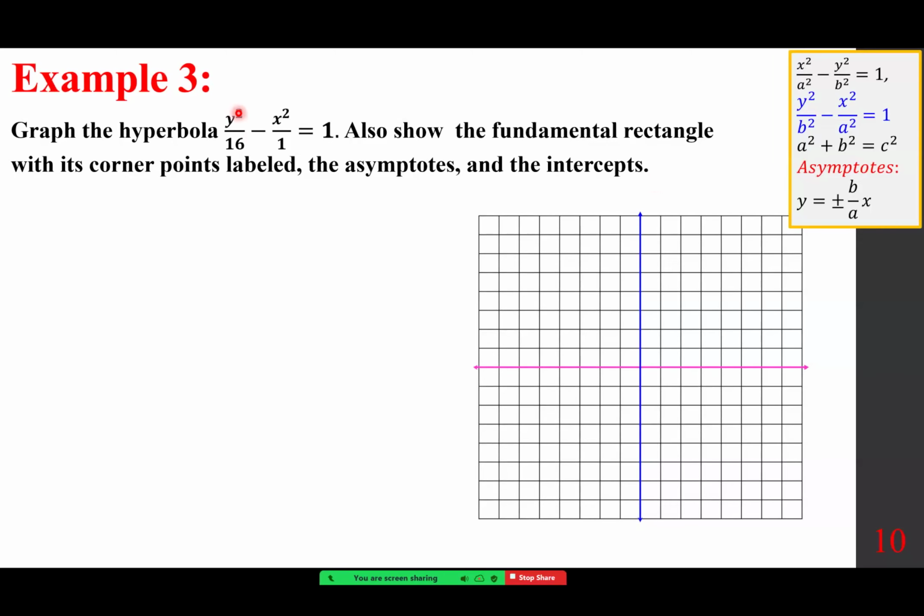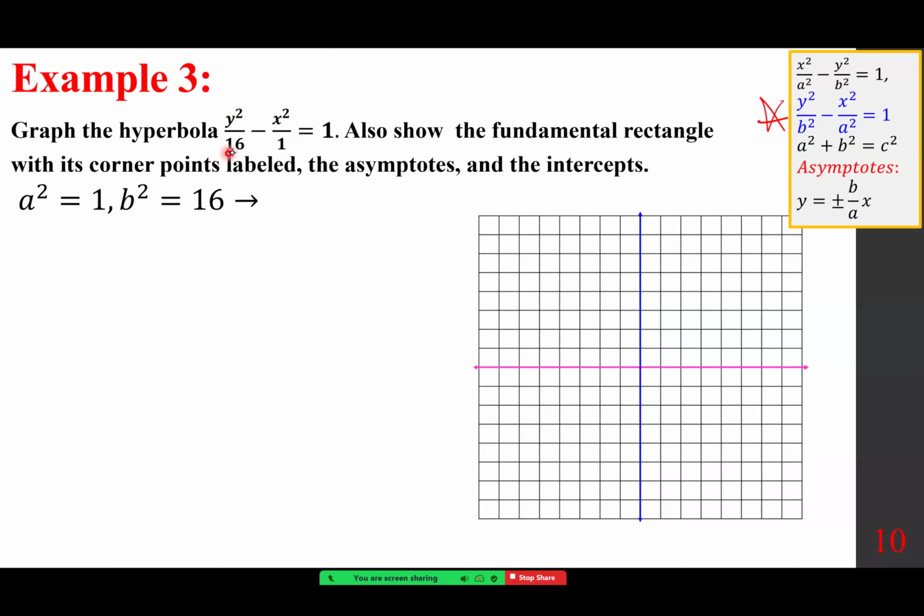First of all, the y squared has a positive coefficient of 1 over 16, which makes this one follow the pattern. And so in this case, a squared is 1 and b squared is 16.